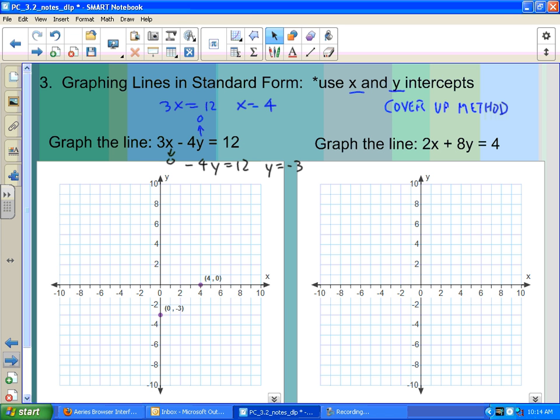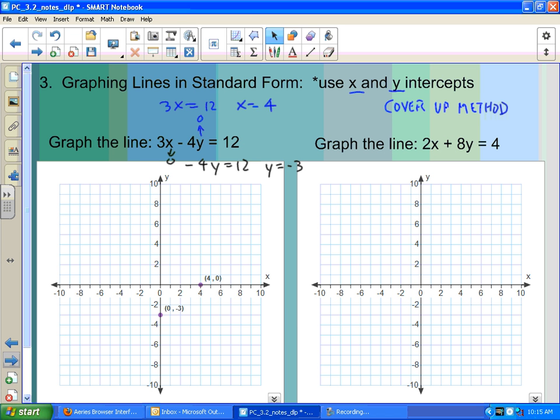Go ahead, Sam. They accidentally use point 4, negative 3. Yes, exactly. That's what often happens, is you find the x-intercept, 4. You find the y-intercept, negative 3, and people put a point at 4, negative 3. Well, now where do you go? If you have this point at 4, negative 3, how do you know where your line is? So don't do that. That's a no-no.